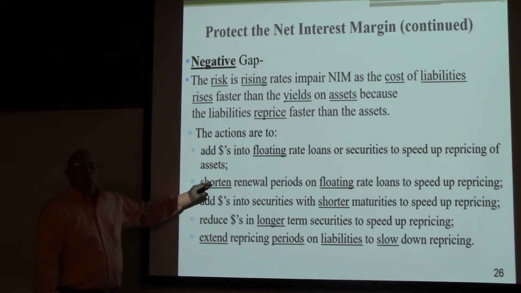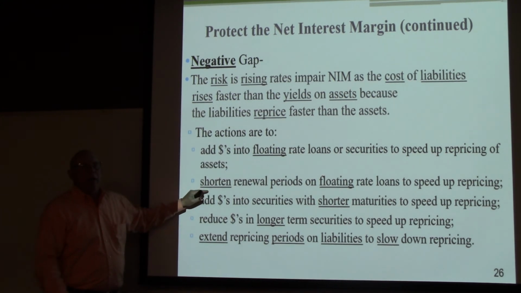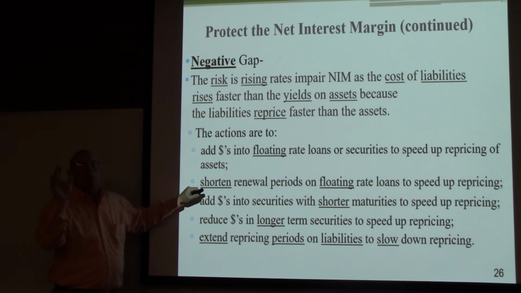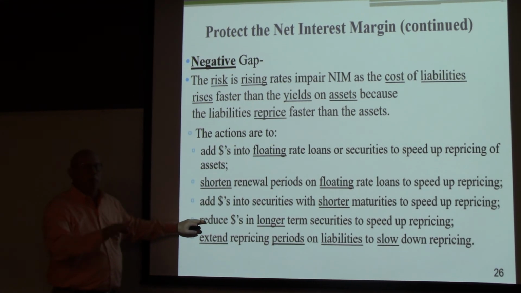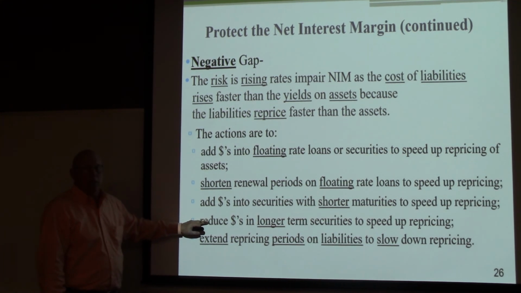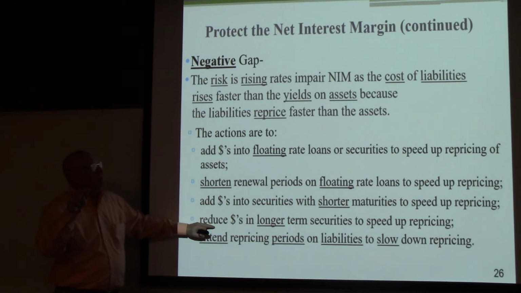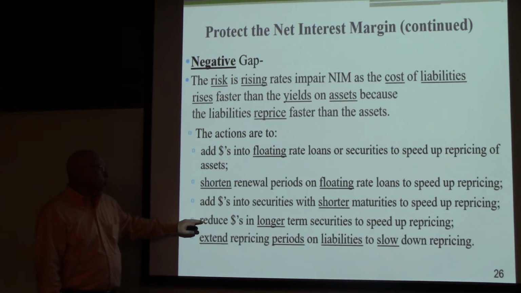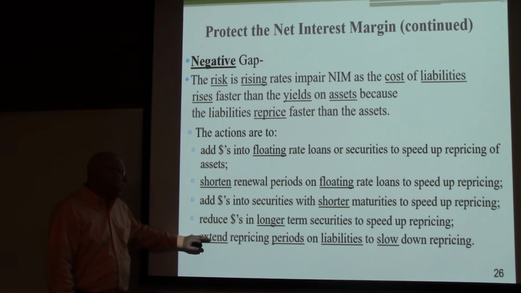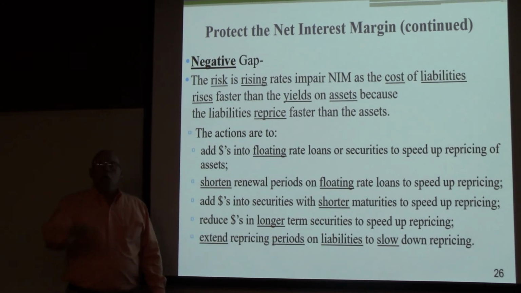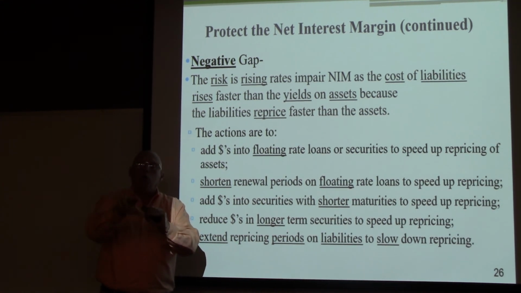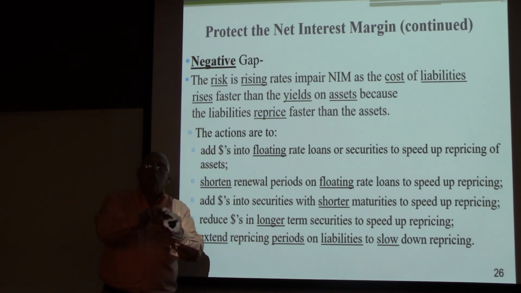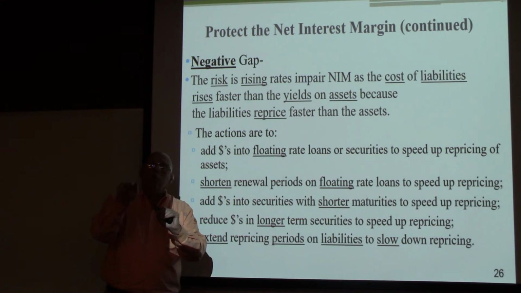So here, you're doing the opposite. When you have a negative gap, that means that your assets do not reprice as fast as your liabilities, and you want to speed up the repricing to close the gap. So you do everything you can to speed up the repricing of assets and to slow down the repricing of liabilities. So reduce dollars in longer term securities, speed up repricing, and extend repricing periods on liabilities. When rates are going up, you want your assets to reprice quickly at the higher rates, but you want your liabilities to reprice slowly so that the cost of liabilities won't go up.